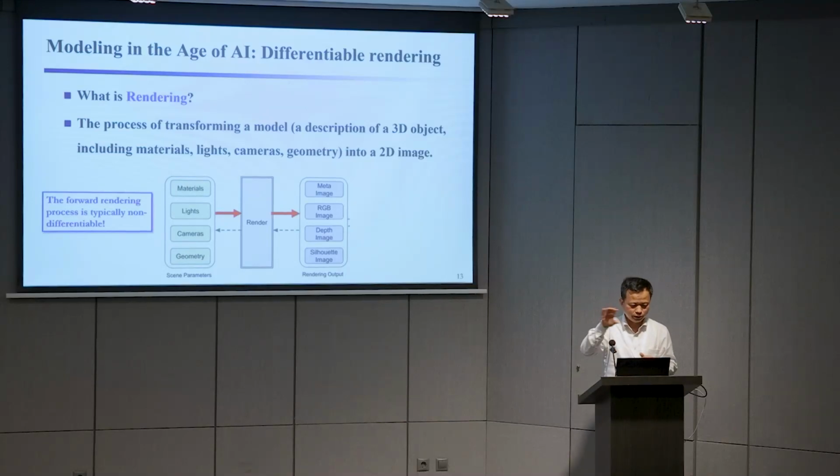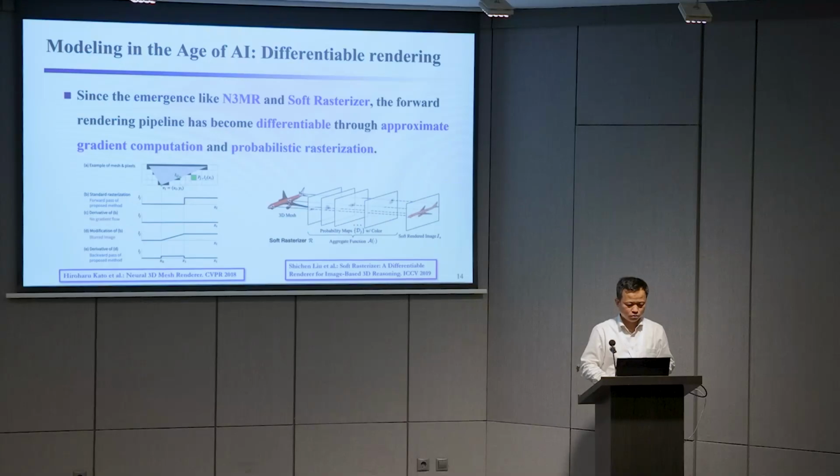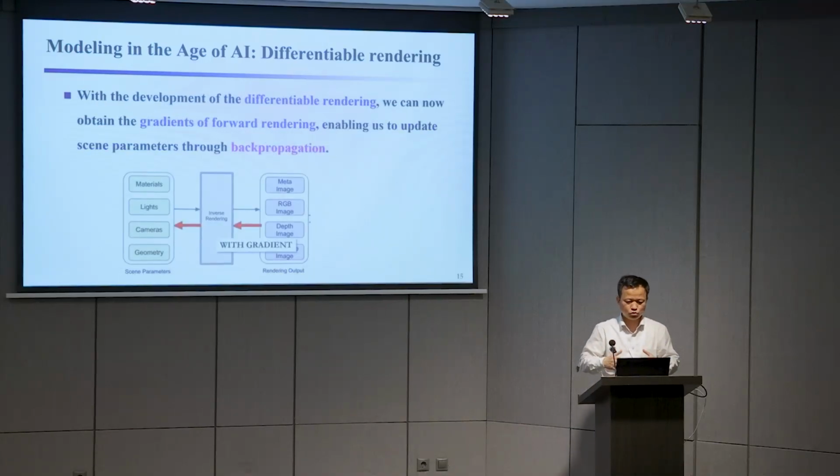So the forward rendering process is typically non-differentiable. What does that mean? What is differentiable? Mathematically, we need it to be smoothly derivable. In computing, we need a gradient. Since the emergence of N3MR and Soft Rasterizer, two very famous algorithms, the forward rendering pipeline has changed and become differentiable through approximate gradient computation and probabilistic rasterization. Then the rendering process is now differentiable.